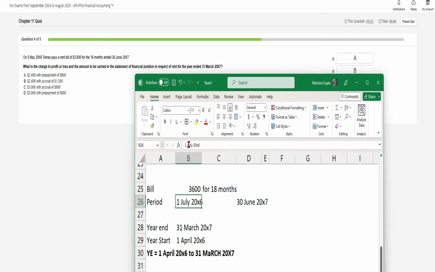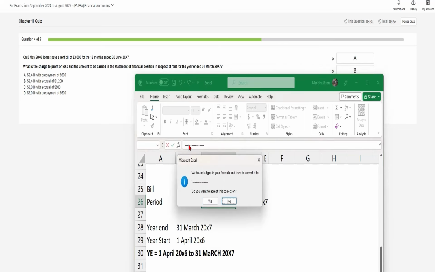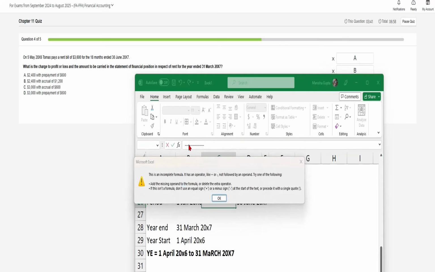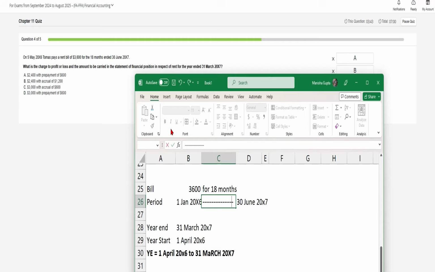So if we go 6 months back, what will be the date? It's 1 Jan. Okay, so that means 1 Jan 20x6 till 30 June. This amount has been paid, and altogether this is for the 18 months.